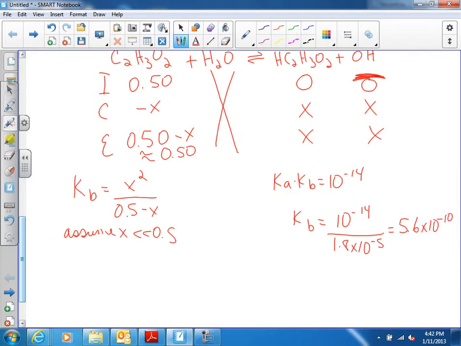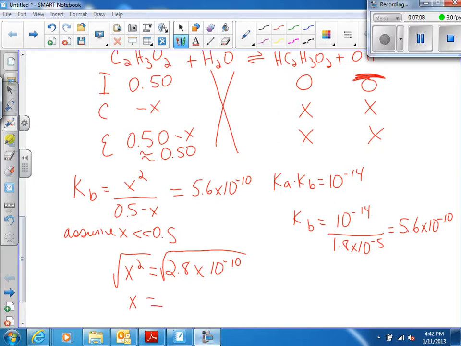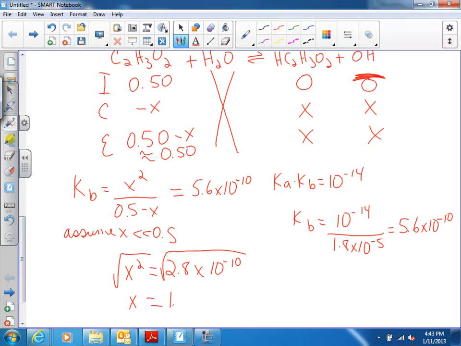So I now know that this over here is 5.6 times 10 to the minus 10. So x squared is going to be 2.8 times 10 to the minus 10. I just multiplied both sides by 0.5. I take the square root of both sides and I get x is equal to 1.7 times 10 to the negative 5.